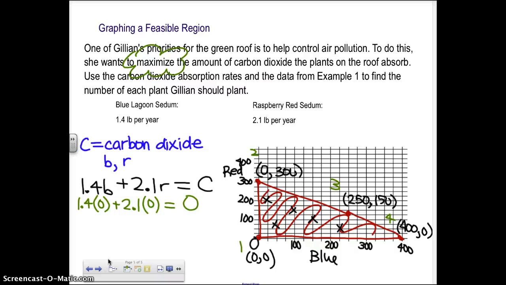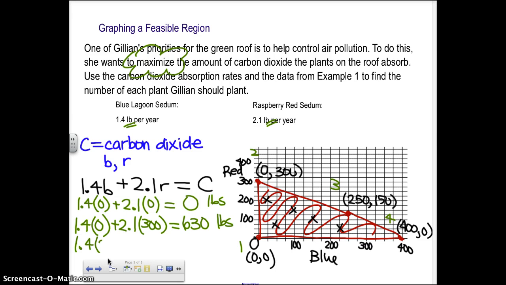Okay, let's try point 2. 1.4 times 0 blues. Our blue is 0 because the ordered pair is 0, 300. Plus 2.1 times 300 red guys. So we need to figure out exactly how much carbon dioxide those can absorb. And they will absorb 630 pounds, right? Okay, so we have a number. We want to beat that number. If we don't beat it, this is the maximum. But we still have a chance to beat it, so we have 2 more to try.